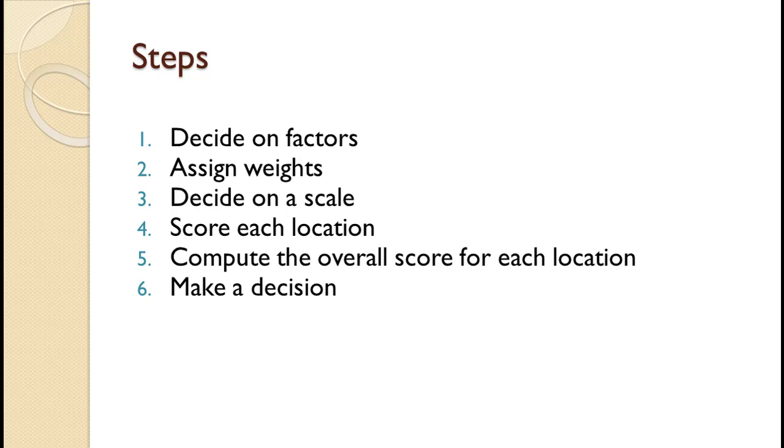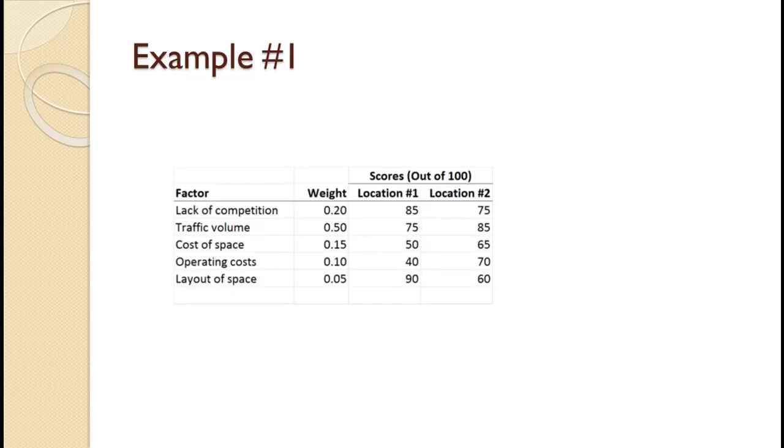We will see how to use factor ratings with an example. A small local coffee chain is considering 2 different locations for a new branch. They have identified 5 factors. 1. Lack of competition, weighted at 0.20. 2. Traffic volume at this location, weighted at 0.50. 3. Cost of the space they would be renting at each location, weighted at 0.15. Remember, we must assign a higher score to locations that are cheaper.